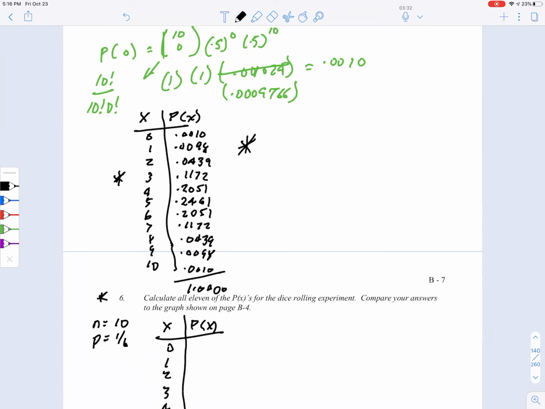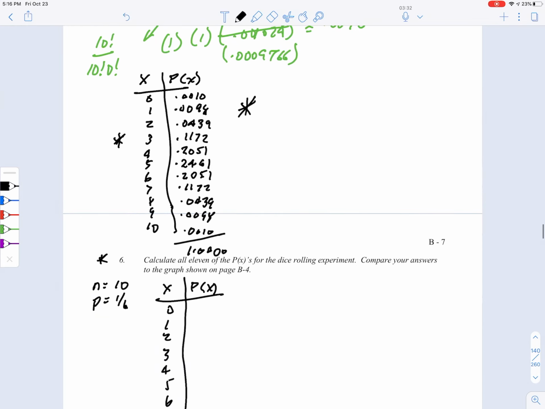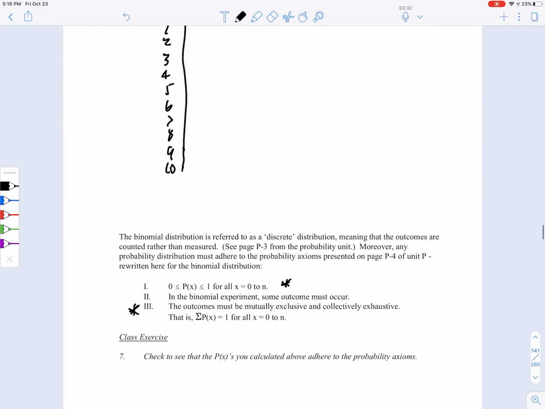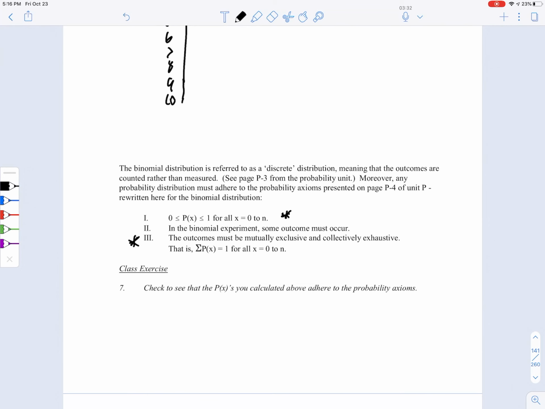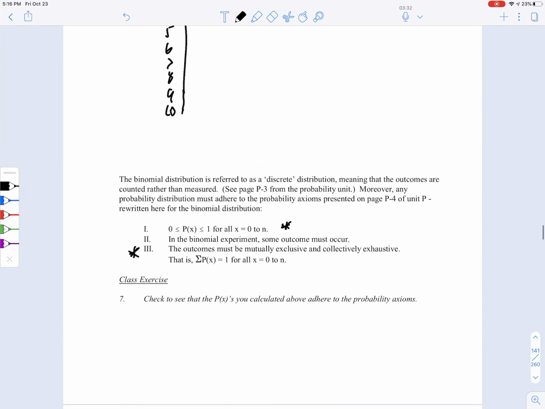You got 4 on that particular experiment. So you get one of the outcomes. And collectively exhaustive means that if you add up all the probabilities, it comes to 100%. So they exhaust all possibilities. There's no other possibility than the ones that we've got listed there. So those are the axioms that we've got.